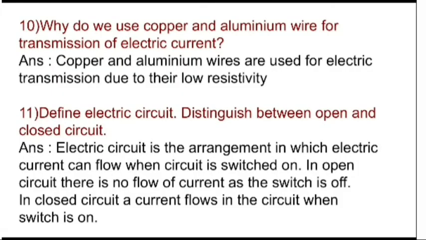Why do we use copper and aluminium wire for transmission of electric current? Copper and aluminium wires are used for electric transmission due to their low resistivity. Define electric circuit. Distinguish between open and closed circuit. Electric circuit is the arrangement in which the electric current can flow when circuit is switched on. In open circuit, there is no flow of current as the switch is off. In closed circuit, a current flows in the circuit when switch is on.